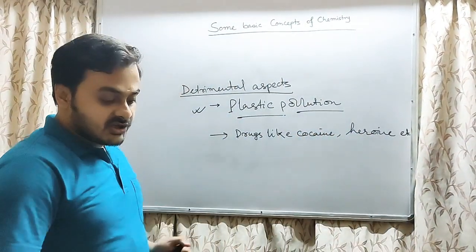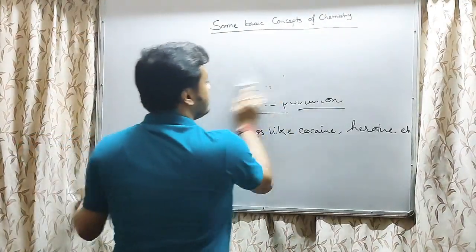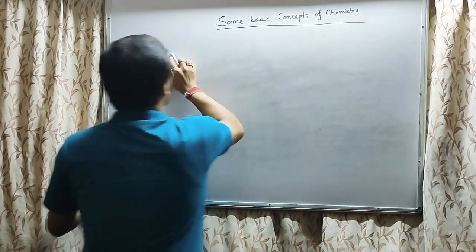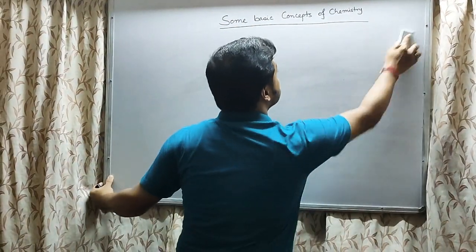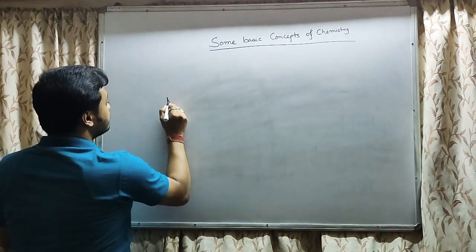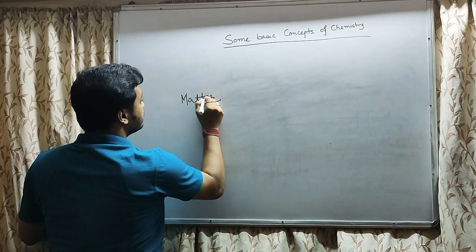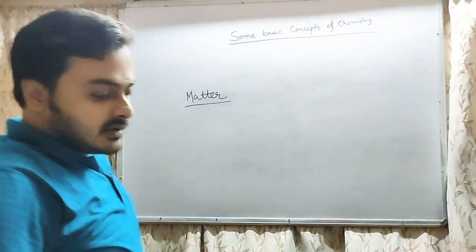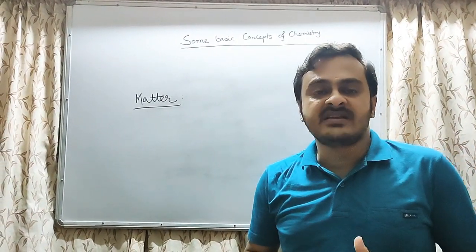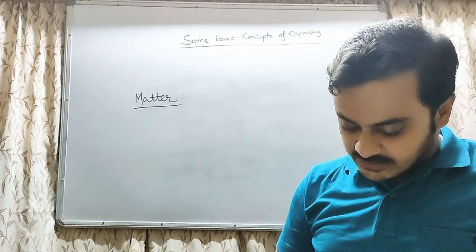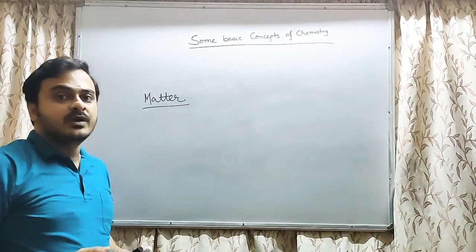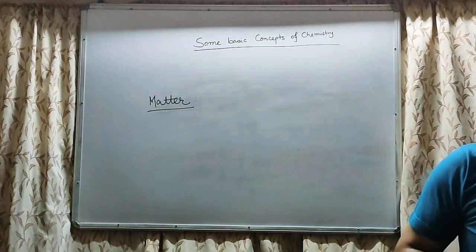Now I shall discuss the important aspect, that is the matter part. I have just told that matter is made up of atoms, molecules, and the different constituents. Now I shall discuss matter, its nature and its classification. What is matter? Anything that occupies space and has mass is termed as matter. For example, solid, liquid and gas are all regarded as matter, but their states are different.